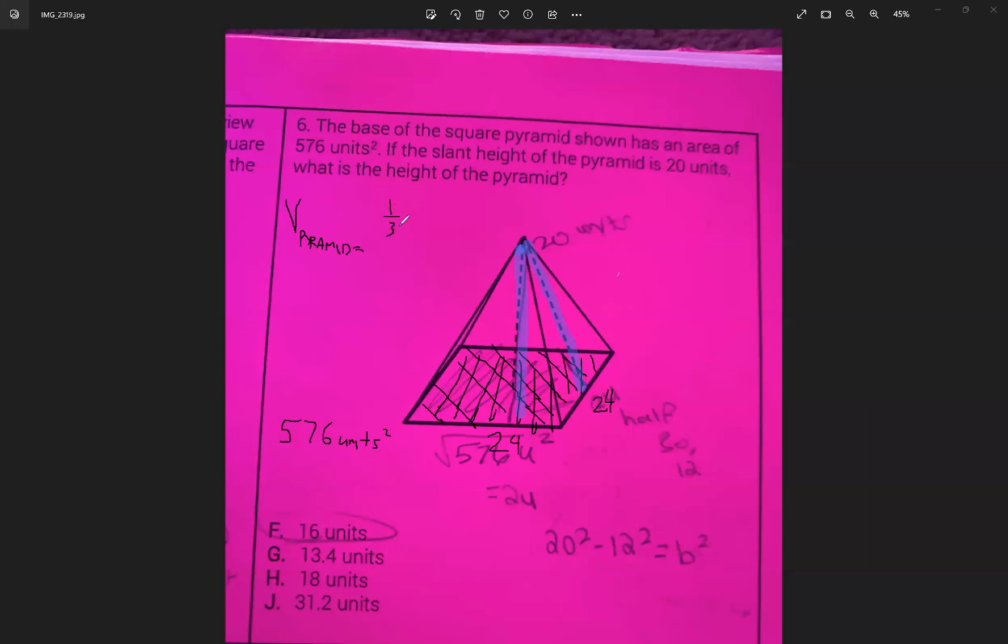It has to be three-dimensional. 1/3 length, width times height. Now we're just going to plug everything in. 1/3 times length times width times height. What's the length? 24. What's the width? 24. And what's the height? The height is 20. Multiply those three numbers together and then multiply by 1/3.